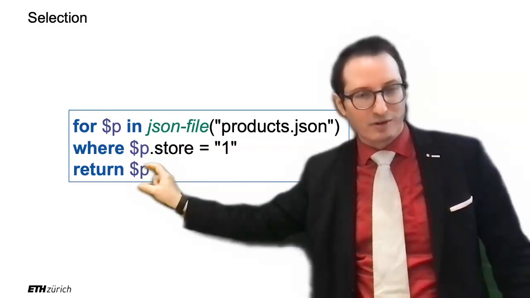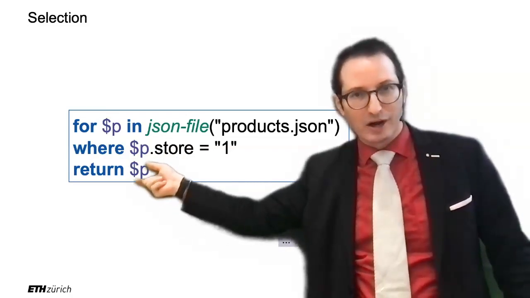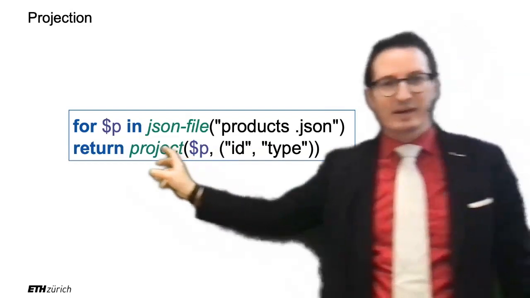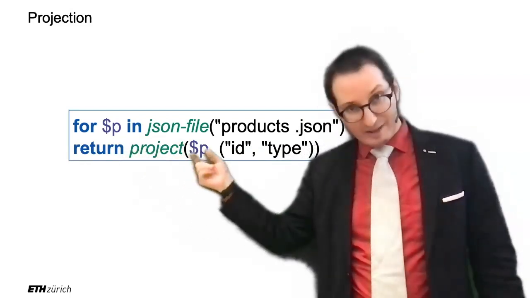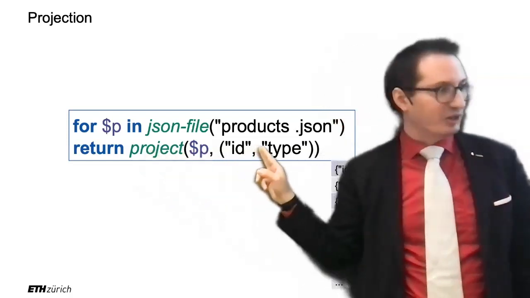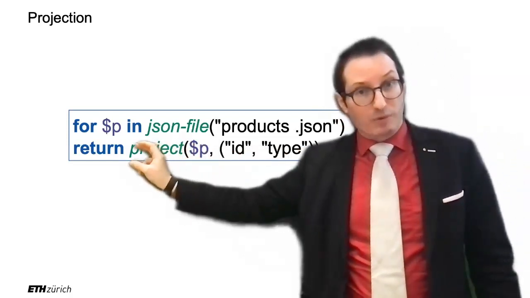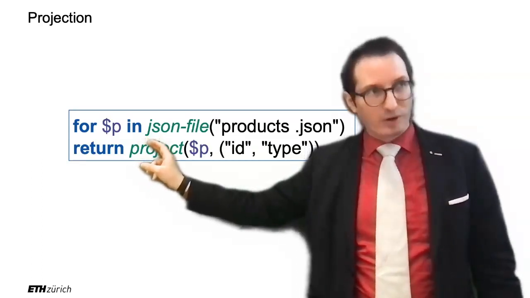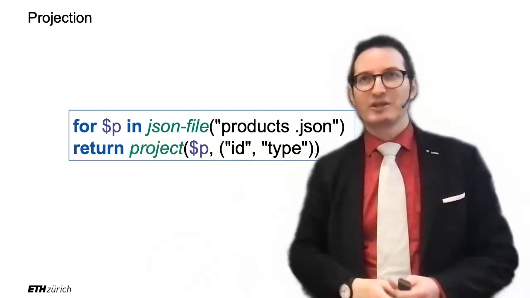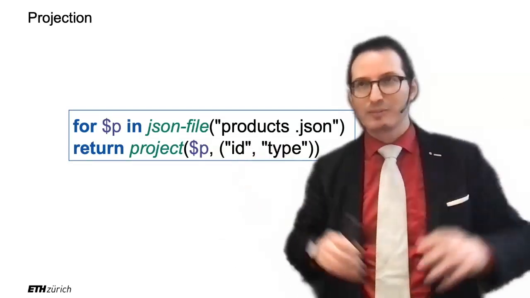You just directly return the $P, right, from here. But in the other case, you just don't return $P. Before that, you apply this projection. But in fact, in general, you can put whatever you want in the return clause, absolutely any expression you want, and that expression will just be evaluated for every binding. So the limit is just your imagination, right?